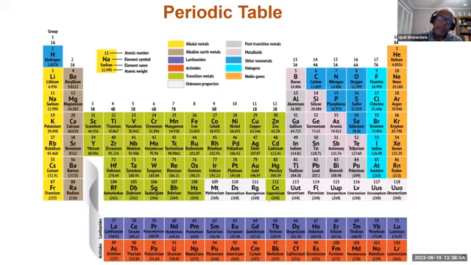I'm showing the periodic table again. The main idea is the main groups. There are 7 columns. Each one has the same number of valence electrons as the group number: 5A, 6A, 7A. So it's easy to predict the bonding pattern from the periodic table.